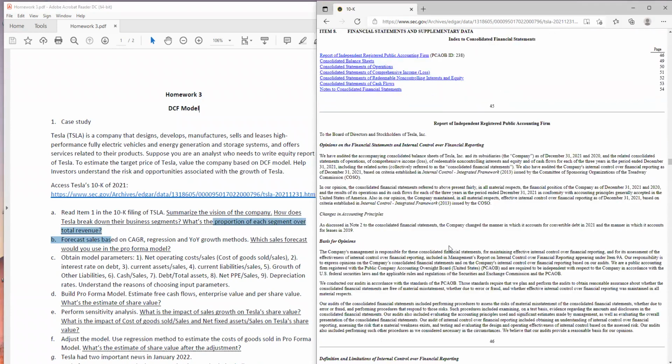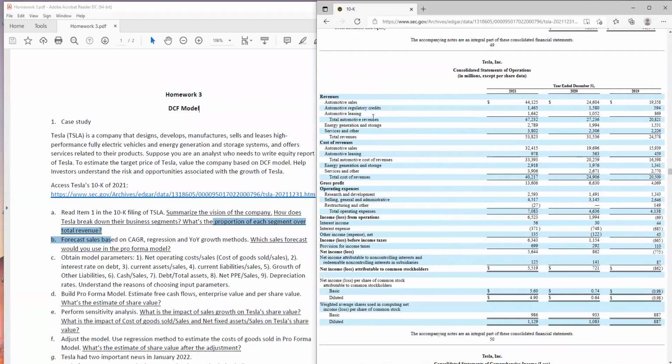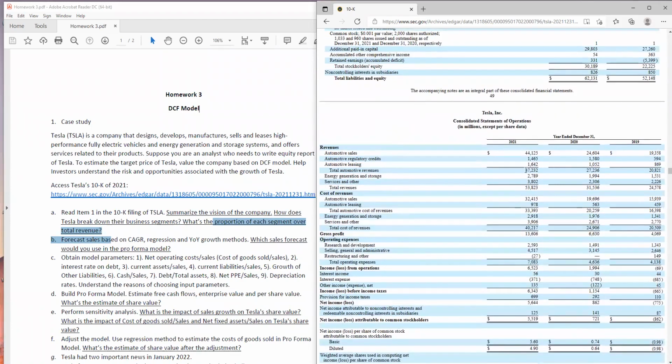which is here, click on it. Go to their income statement, and you're going to see the revenue that is related to total automotive revenues and the revenues that are related to energy generation and storage. And you will just need the proportion of each of them. So use the total revenue related to automotive sales divided by the total revenue. That will be the proportion of this business segment. And for the other one, use this part divided by the total revenue.